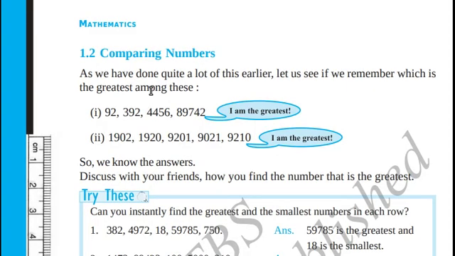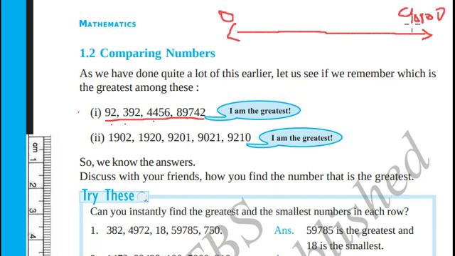Comparing numbers. Now let us see example 1. Here we are given with 4 numbers. We need to find the greatest of these 4 numbers. When we draw a number line ranging from 0 to 90,000, we can place 92 at this position. The placement is not accurate, I am just placing for the demonstration purpose.